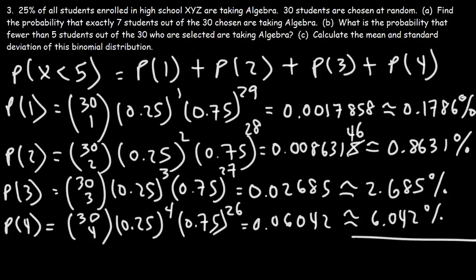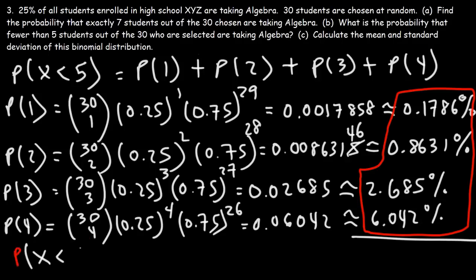So now what we're going to do is add these 4 values to get our final answer. So the probability of getting fewer than 5 students who are taking algebra out of the 30 chosen, that's going to be approximately 9.769%.